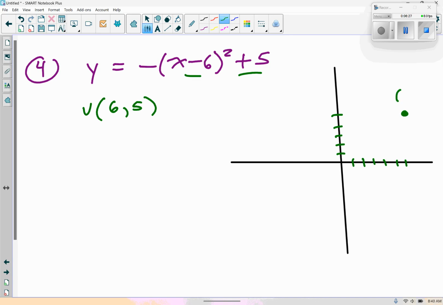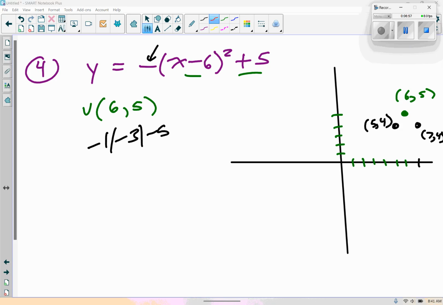So that's going to be the (6, 5). Our lead coefficient is -1, so it's going to grow at -1, -3, -5. For this, I'm going to go right 1, down 1, left 1, down 1. So that takes me to (7, 4), and then (5, 4). And then we're going to go down right.